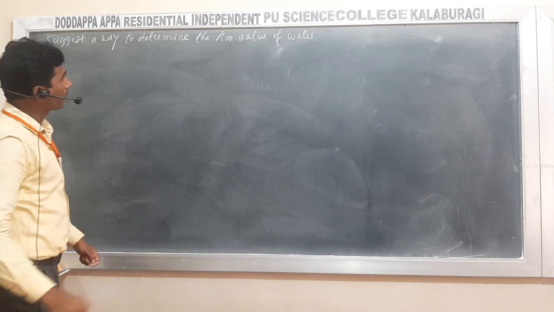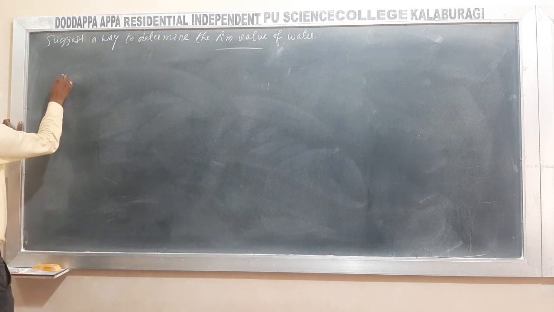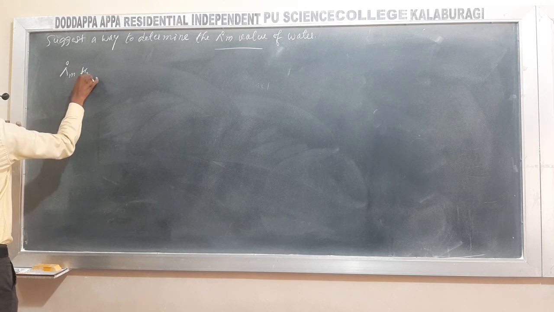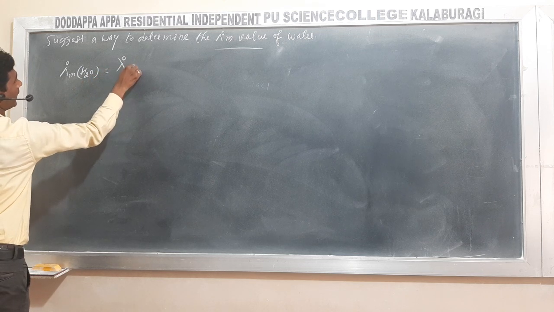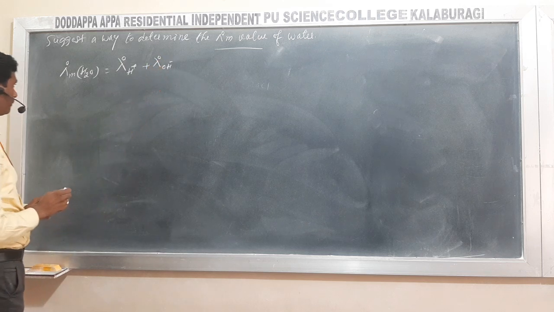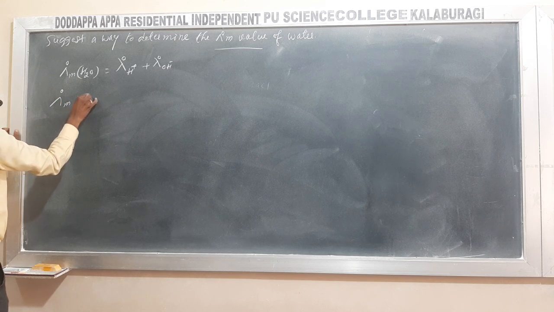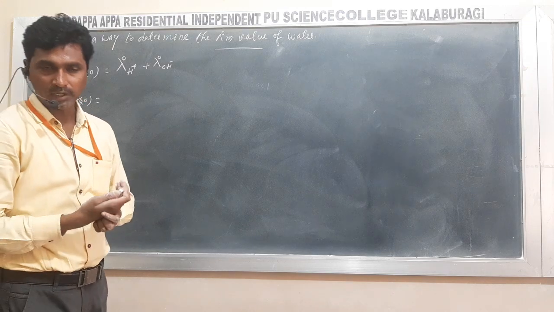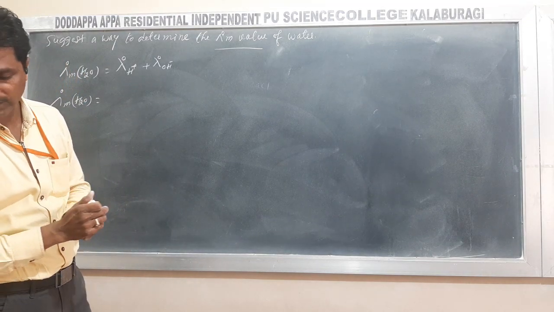If you want to determine the lambda naught m value of water, what you have to do? The limiting molar conductivity of water is equal to lambda naught of H plus and lambda naught of OH minus. That you have to show. So here you have to add the limiting molar conductivity of HCl and of NaOH, and next subtract NaCl.